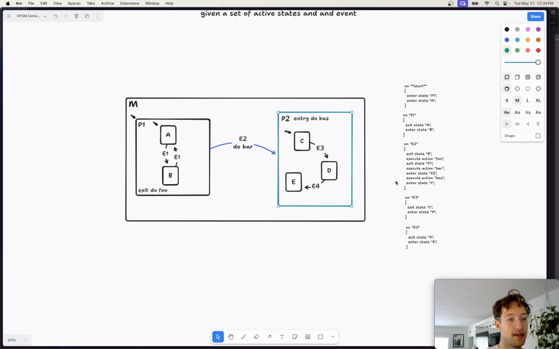And then state P2 has an entry action. So we're going to perform that, and that's called baz. So we're going to execute that action. And then P2 is a compound state, and its initial state is state C. So we're going to enter state C. Right. So this is the set of actions that the state chart is going to execute when we're sent E2.